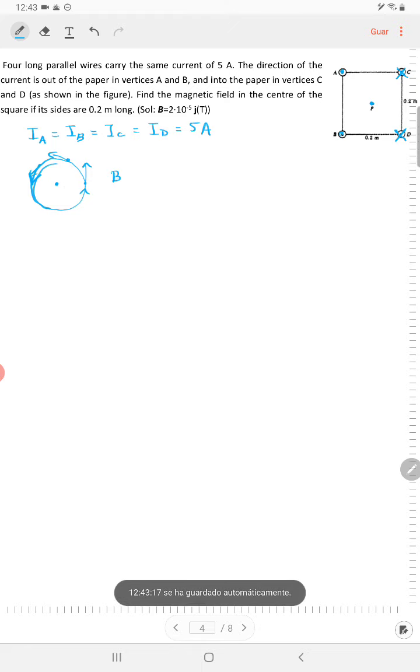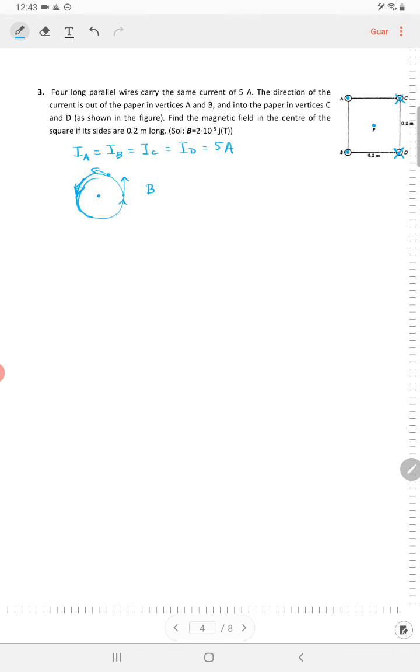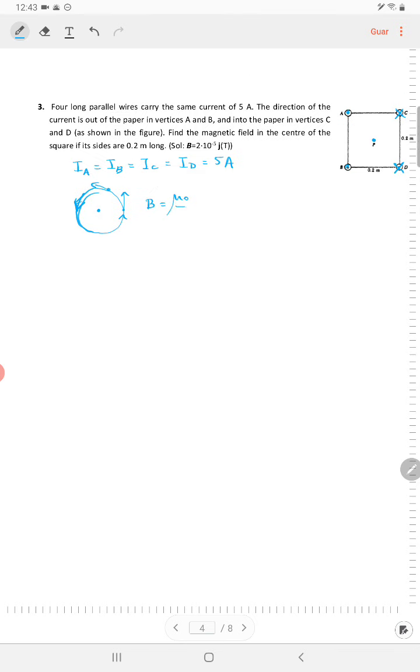Okay, and we know that the magnetic field, the modulus, is going to be equal to mu sub 0 divided by 2 pi times the current divided by the distance at each point. We normally call it r. So in this case, as all currents have the same distance to the point P, they're all going to have the same modulus of the magnetic field. B_A is going to be equal to B_B, to B_C, and to B_D. And we can calculate it easily if we know r.